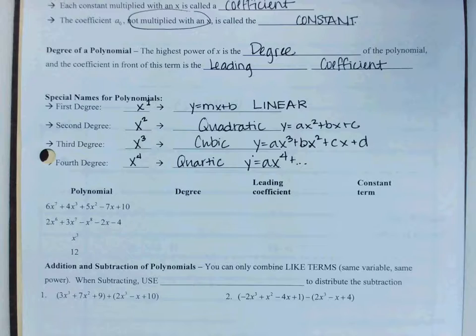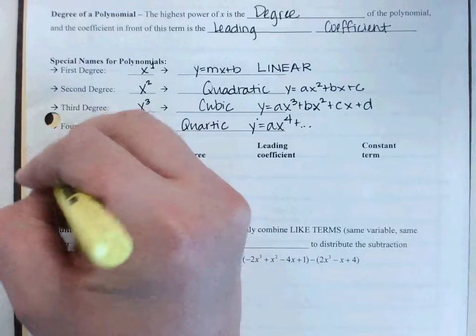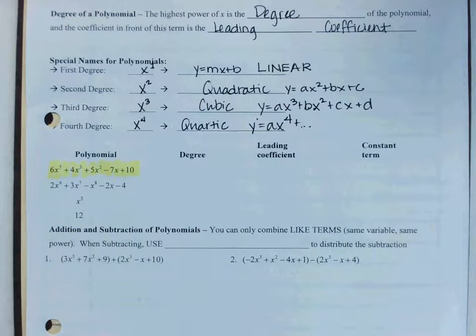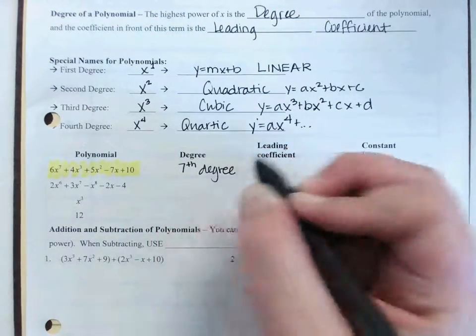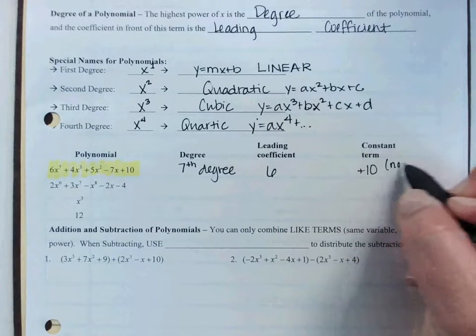So come down to your little chart here. You have a couple of these on your homework. First one, look at the equation. It's a polynomial. All of my exponents are whole numbers. I have numbers in the front. None of them are fractions. What is the highest degree? 7. It's a 7th degree. Now, on that term, that's the highest degree, what is the leading coefficient? 6. What is the constant term that does not have an x? Plus 10. That's the one with no x.